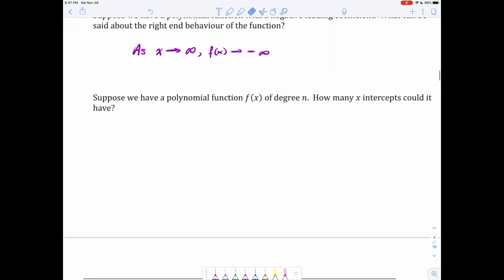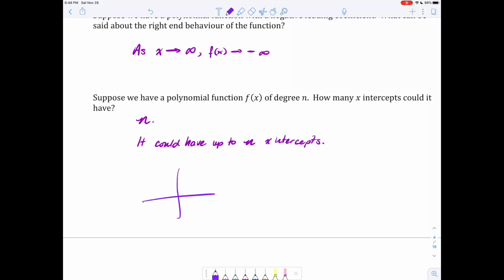Final question is, suppose we have a polynomial function, f of x, that has degree n. How many x-intercepts could it have? And that's worth looking at our graphs again. But the answer is going to get revealed now, and that's n. It could have up to n x-intercepts.